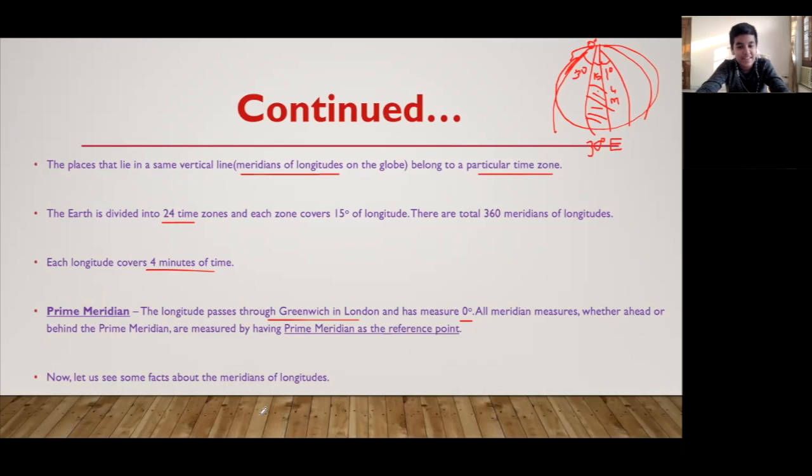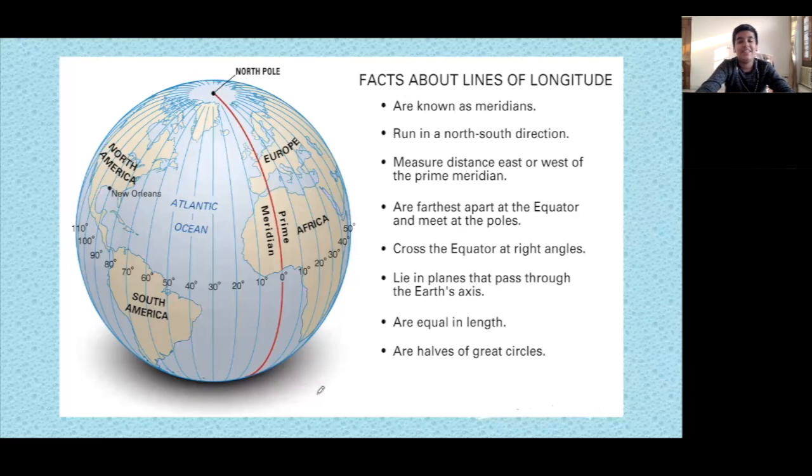We are now going to see some facts about the meridians of longitude. Longitudes are also known as meridians, we know. They run in a north to south direction. Over here on the globe, this is the North Pole, and over here will be the South Pole. They measure distance east or west of the prime meridian. This one is the prime meridian. You can see it passing through Greenwich, somewhere over here. London is somewhere over here, and it will pass through Greenwich somewhere here.